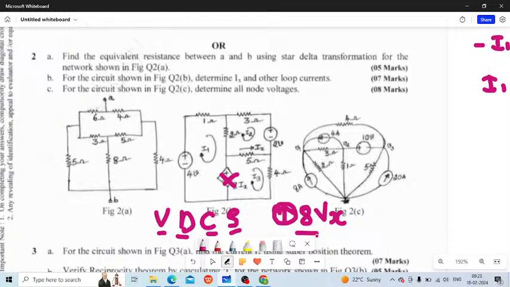Because, if a current source is in between the two meshes, then it is said to be a super mesh. This is a dependent current source, that is a current dependent voltage source. So this also comes into existence for the super mesh.